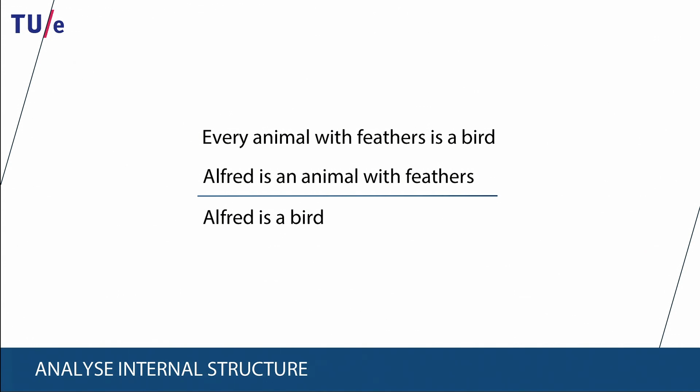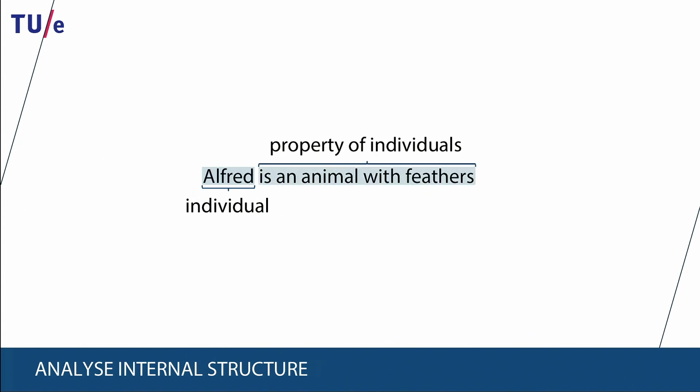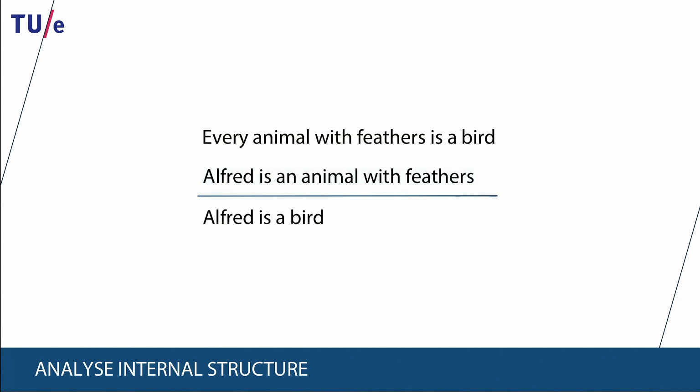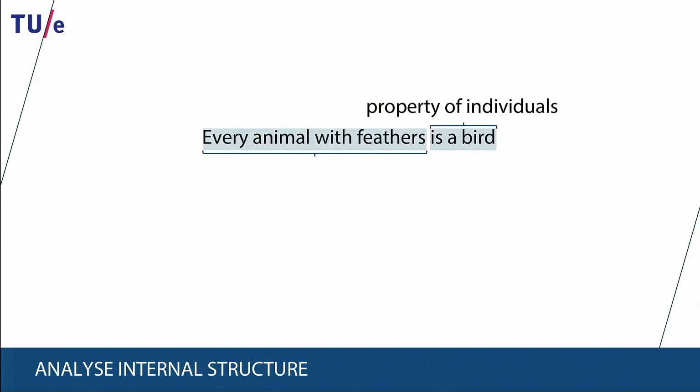The second sentence expresses that Alfred is the name of a particular individual that is to be considered an animal with feathers. Let's have a closer look at the internal structure of the second sentence first. It refers to an individual by the name Alfred and states that this individual satisfies a certain property. It is an animal with feathers. Next, let us consider the first sentence of the argument. It involves another property of individuals, that of being a bird. And it involves a quantification of individuals, in this case, all animals with feathers.